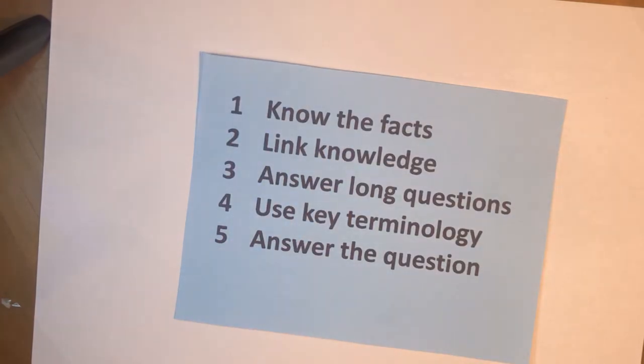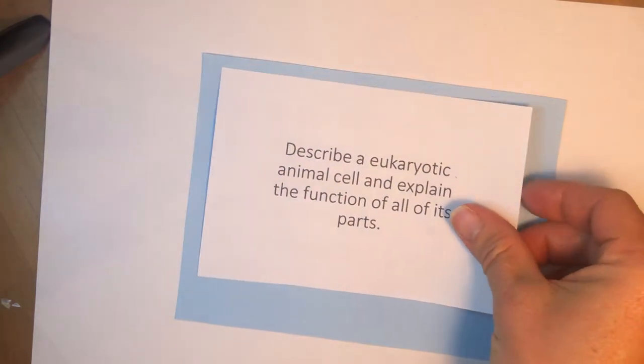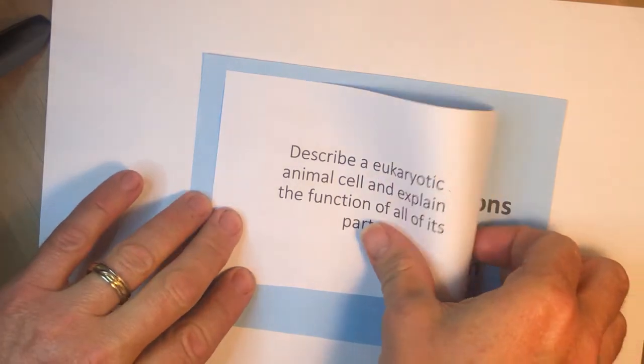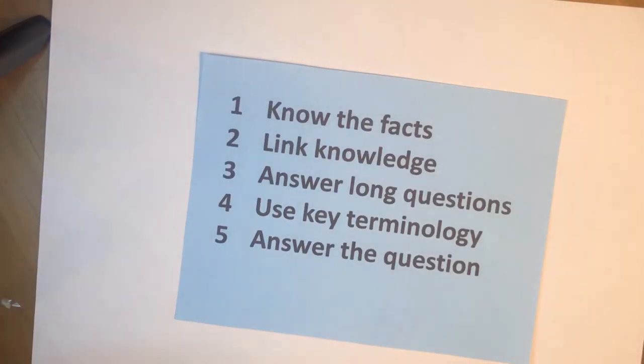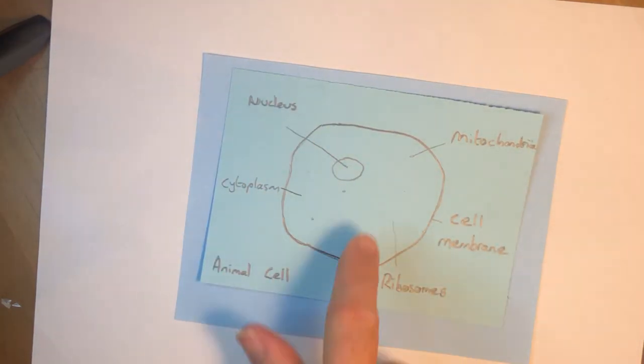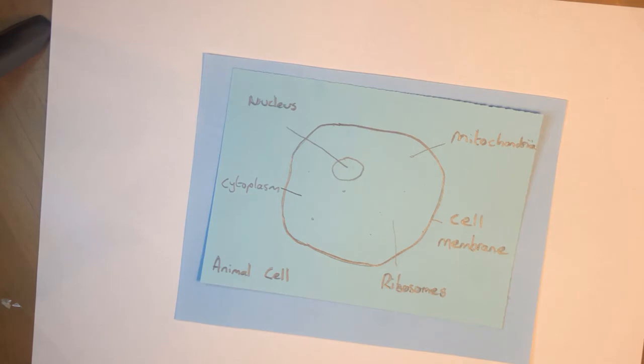You then have to be able to answer long questions. Now, this is a typical question that could get asked: describe a eukaryotic animal cell and explain the function of all its parts. So what you would do with that is say the nucleus, labelled, is the part of the cell that contains the DNA and it controls the functioning of the cell.